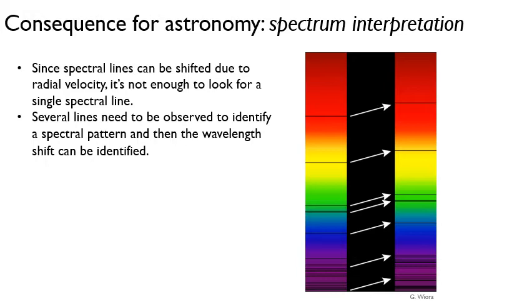But it's not enough to look for a single line at a known wavelength that we've measured on Earth. These can be redshifted because of this Doppler motion. And so we actually need to observe a pattern, like the one you see here. We try to do pattern matching to see how the pattern has shifted, and then we know specifically which line we're looking at, and we can calculate the redshift.